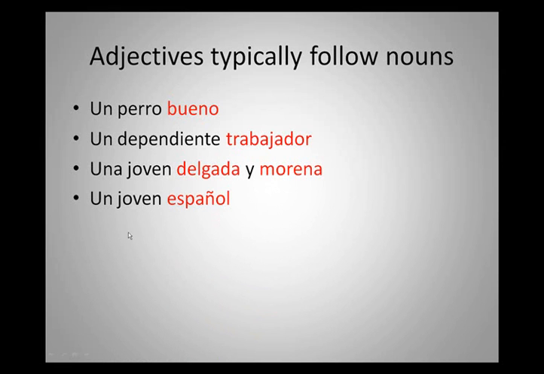Those are just some of the examples of adjectives that will follow the nouns that they modify. Some end in consonants, some end in vowels, and adjectives come in all shapes and sizes. Good to memorize a few of the good ones. Some of the most famous adjectives are bueno and malo, good and bad.